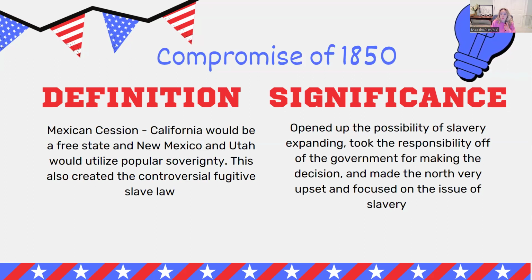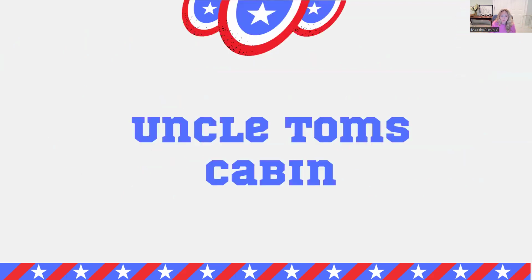So they're like, whew, we can sidestep that by allowing them to decide, and our hands are clean of the situation. But this also makes the North very upset because of the fugitive slave law, because they were able to comfortably ignore the issue of slavery, and now they have to focus on it. Now they're a part of it, and that's what pisses them off.